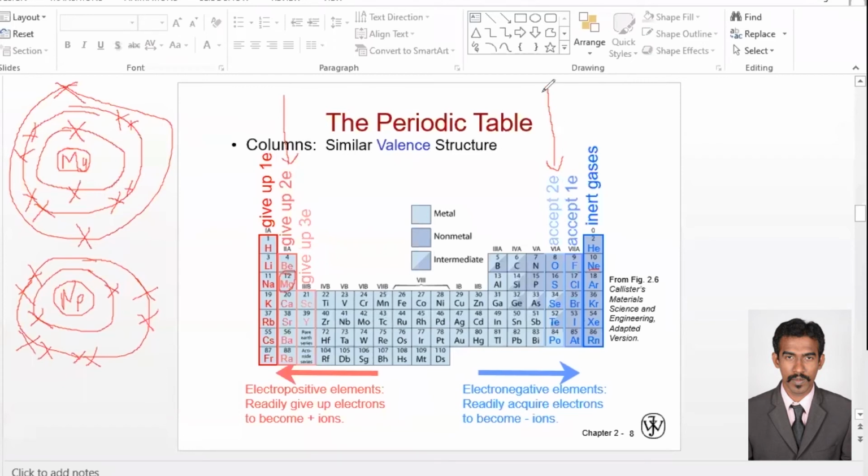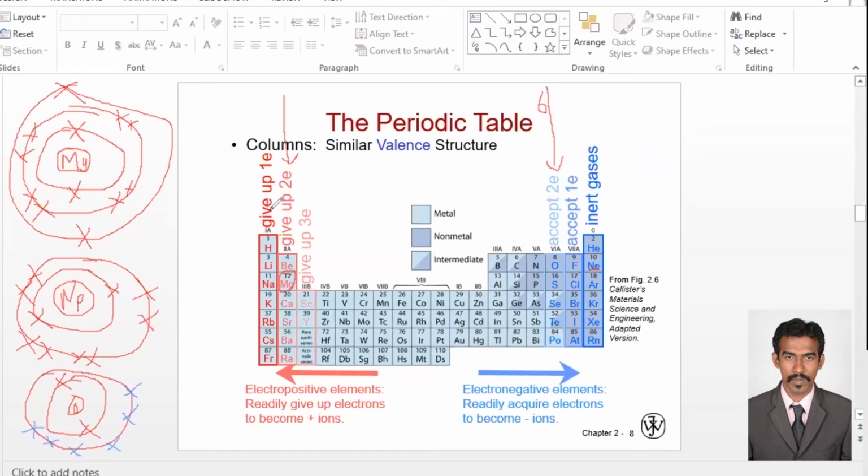And here we have this sixth column, right? Sixth column in the sense 1, 2, 3, 4, 5, 6, right? So I'm talking about the normal index number, not counting the Roman numeral here, right? So this one will accept 2 electrons, right? So we will draw for oxygen, 2 and 6.